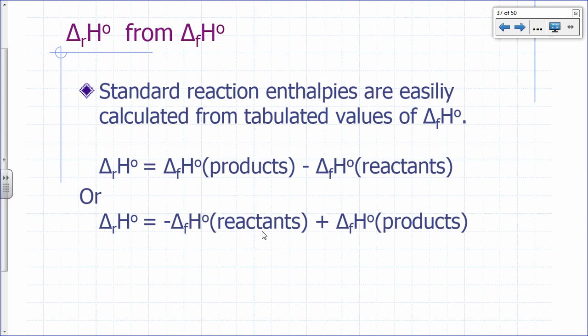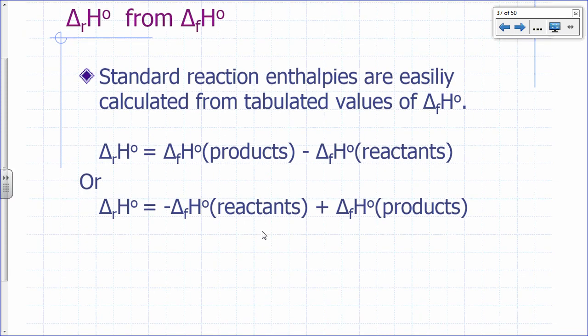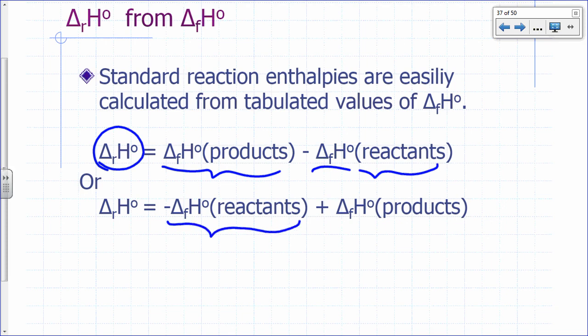All right. Now, like I said, the reason we wanted to tabulate delta H formation for formation reactions is because from those values you can easily calculate the delta H for any other reaction. All you have to do, to get the delta H for any reaction, is add up the delta H formation of the products and subtract the delta H formation of the reactants. Or you can say the negative of the delta H formation of the reactants plus the delta H formation of the products. Why is that?